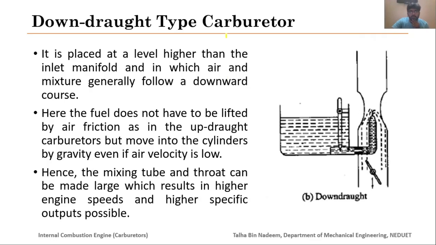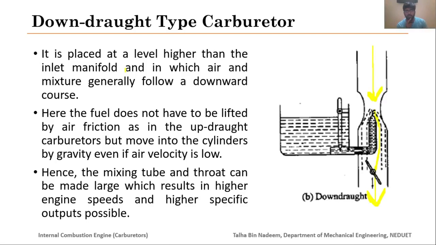Okay, next we discuss the downdraft carburetor. Air is coming from the top and then going from the bottom and taking the fuel along with it. It is placed at a higher level than the intake manifold. I mentioned that part earlier, that in downdraft carburetors, since the air is taking the fuel along because of gravity, they are placed at a higher level as compared to the intake manifold, so that the air takes the fuel along with it.